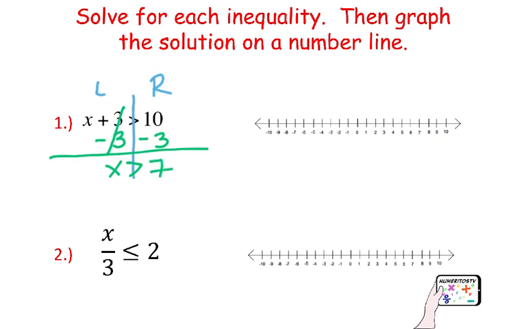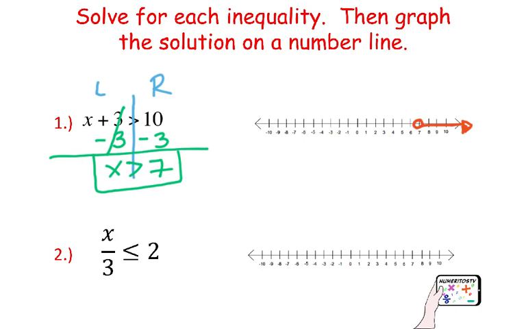So on my left side, I have x greater than, and then I do 10 minus 3, 7. So now that my variable is isolated on the left side, I am done. The answer is x should be greater than 7. So how do you graph the solution? Open circle on 7. 7 is not included. And then x is greater than that. So any number greater than 7, the arrow should be pointing to the right.